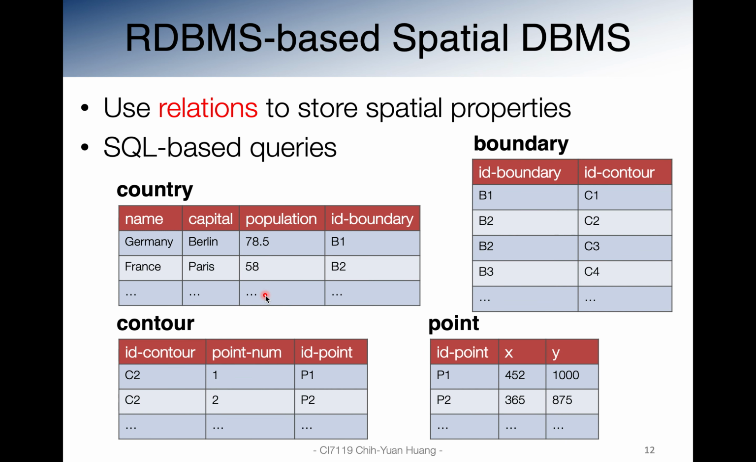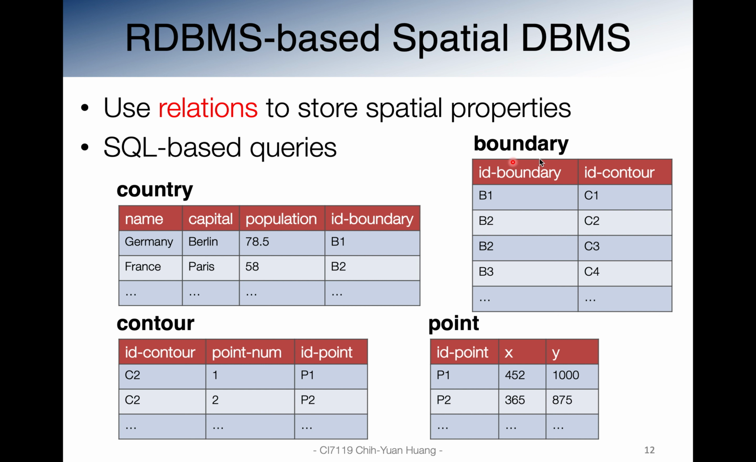So first of all, let's talk about the RDBMS-based spatial DBMS system. Basically, that means the fundamental DBMS system is the relational database management system, and it doesn't really have the data type of the geospatial data, and it doesn't really have the operations for geospatial data queries. So in this case, it usually uses relations, or you can say tables, to store spatial properties.